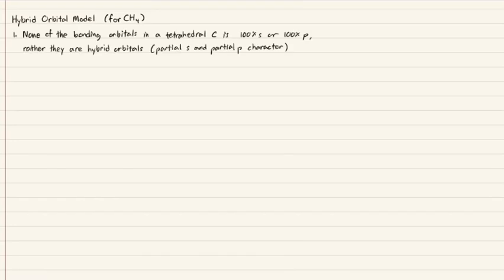With this in mind, let's discuss how we describe the orbitals used to give these specific bond angles. For this, we can employ the hybrid orbital model using the same example. Here's what the hybrid orbital model tells us. None of the bonding orbitals in a tetrahedral carbon are 100% s or 100% p. Rather, they are hybrid orbitals that have partial s and partial p character.